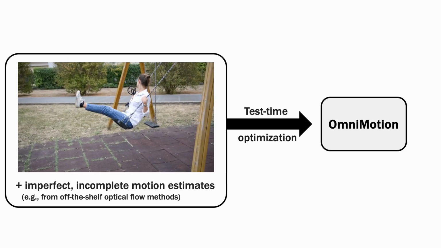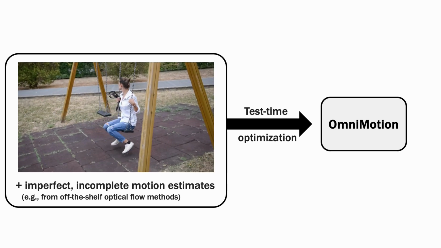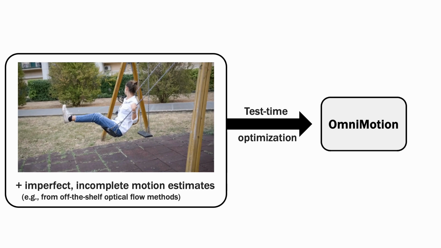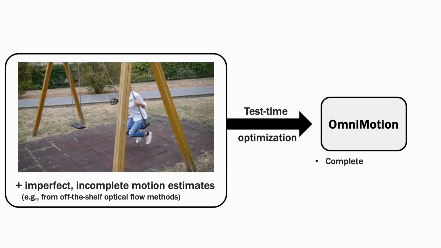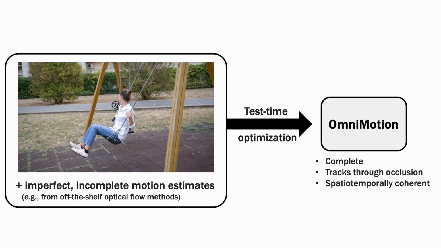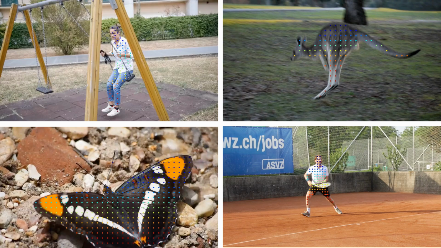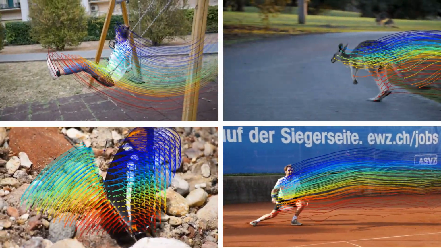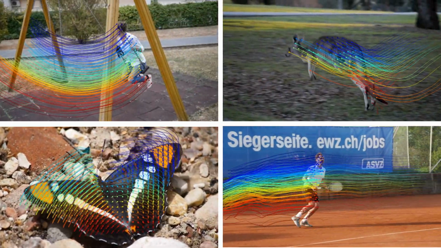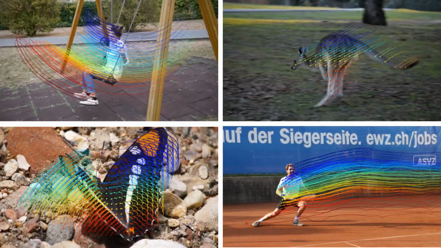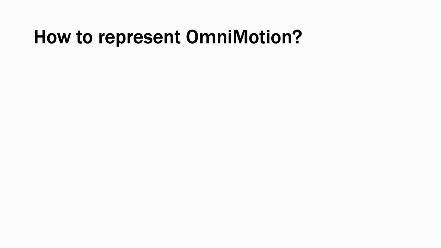Given an input video and imperfect motion estimates from off-the-shelf methods, we optimize a global motion representation called OmniMotion that offers a complete description of the motion in the video, can track through occlusion, and maintains spatial temporal coherence. OmniMotion can produce full-length motion trajectory for all points in the video. Note that here we only show motion trails for some of the points, and the underlying representation captures the motion of all points. So, how might we represent OmniMotion?